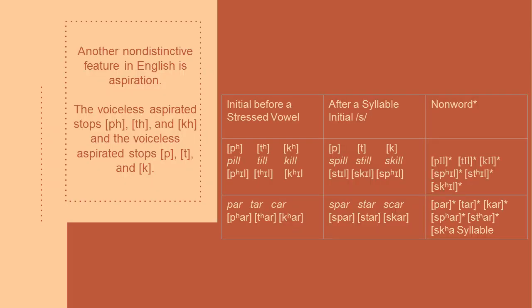So we have another non-distinctive feature in English. It's called aspiration. The voiceless aspirated stops p, t, and k, and the voiceless unaspirated stops p, t, and k. Let's take a look at the table on the right side. Where the unaspirated stops occur, the aspirated ones do not, and vice versa. If you want to, you could say spit with an aspirated p, and it would be understood as spit, but listeners would probably think you were spitting out your words.